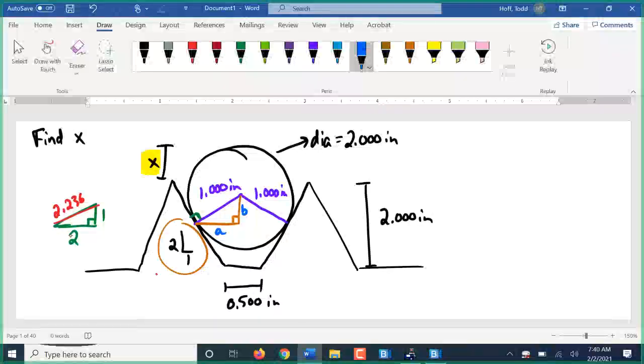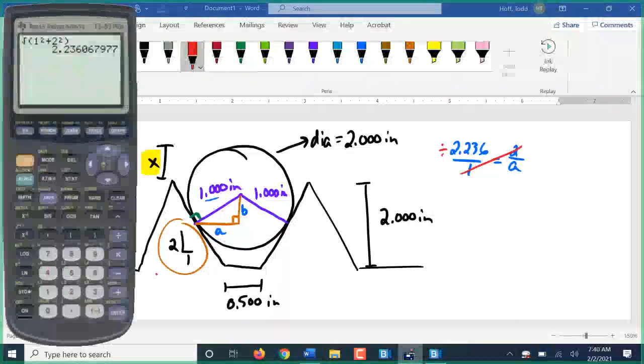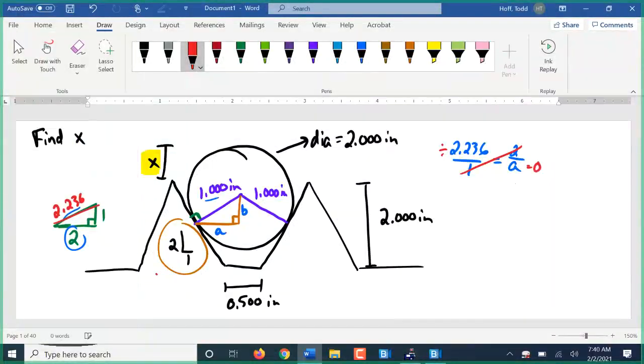So we're going to have 2.236 relates to 1, in the same way that 2 relates to A, sorry, those are both horizontal. So we'll cross multiply and divide. 1 times 2 divided by 2.236 gives us 0.8945. So this is 0.8945 here.